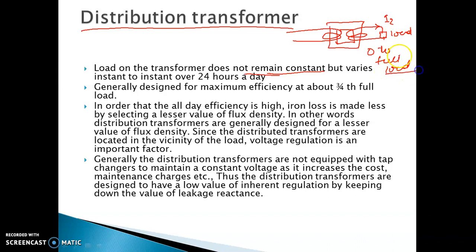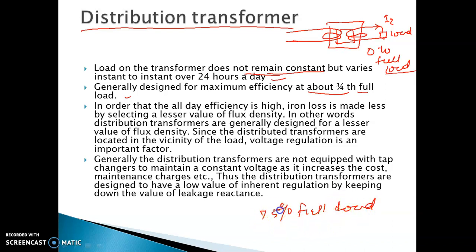So in a distribution transformer, the load is not constant, it changes every time, varying instant to instant over 24 hours a day. It is used near your house, and the transformer you have seen in a street is a distribution transformer. It is generally designed for maximum efficiency at about 3/4 of full load. Means its efficiency is designed at 75% of full load.